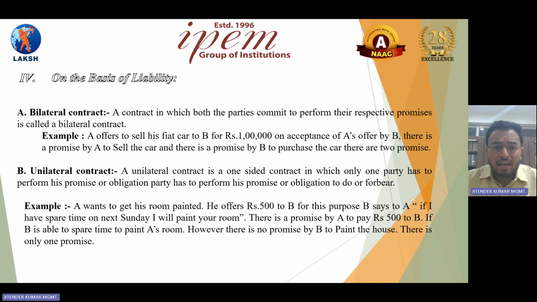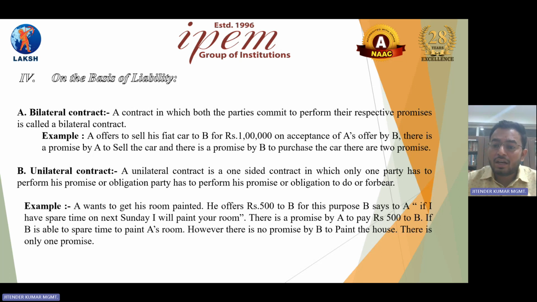Let's say we have an example: A offers to sell his car to B for 1 lakh. On the acceptance of A's offer by B, there is a promise by A to sell the car and a promise by B to purchase the car, so two promises. Here the promises are by both parties and they have to perform their liabilities. So this is known as a bilateral contract.